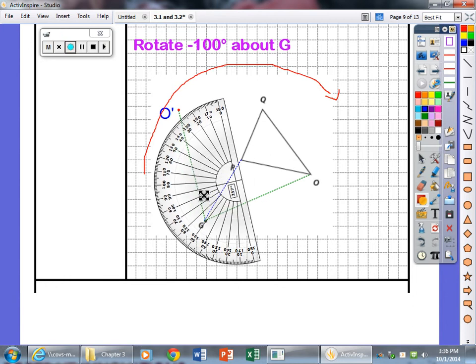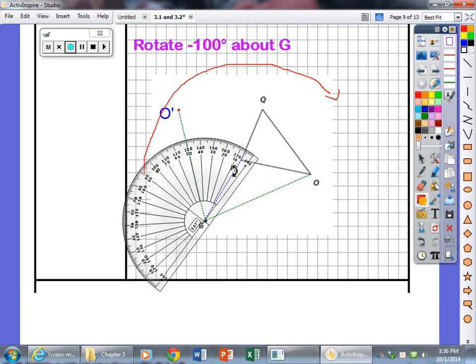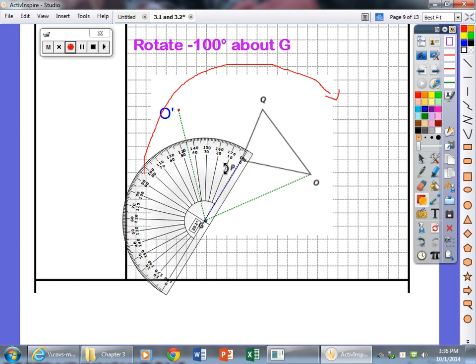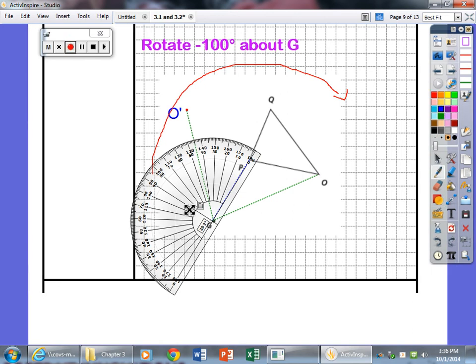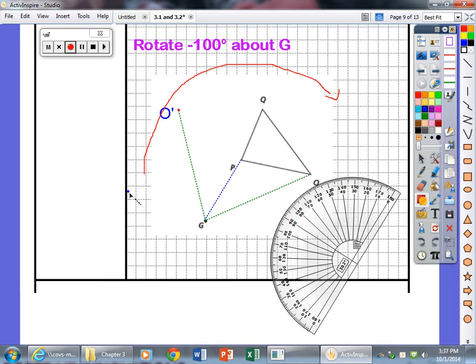and I'm going to have to move my protractor so that I've got the center on G, and then I'm going to have to adjust it so that I can get a 100-degree angle, and then I'm going to have to mark again 100 degrees, and I'm going to mark it out here, move my protractor out of the way so that I can draw in my line. There we go, I'm drawing in the line 100 degrees.